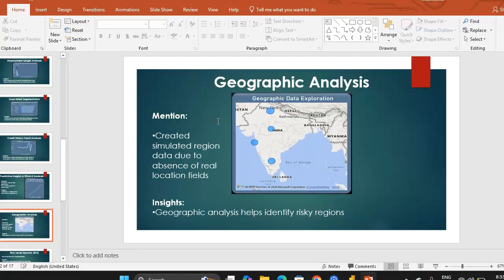Then the geographic analysis. The original dataset did not contain geographical information such as state or city. Therefore, I created simulated geographical data to demonstrate regional analysis using map visualization. This analysis helps identify regions with high default concentrations. In real-world banking systems, geographic analysis is extremely useful for region-wise risk management.